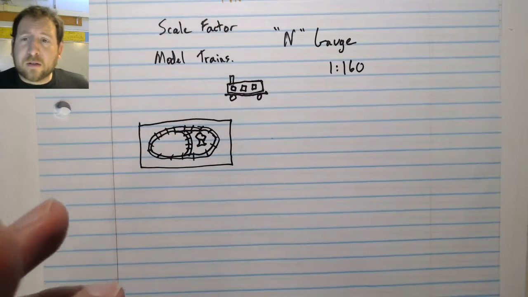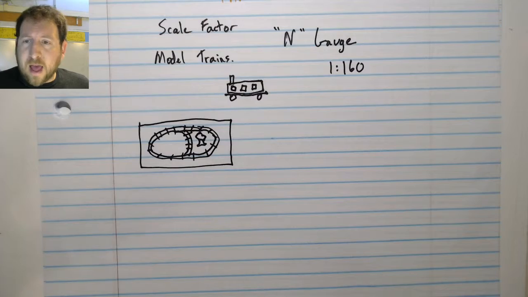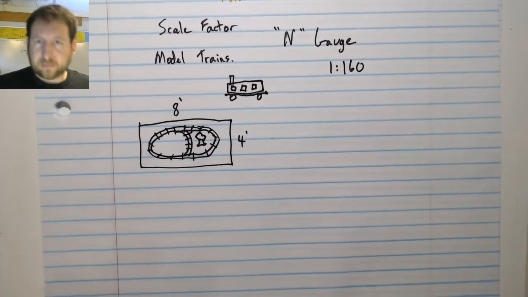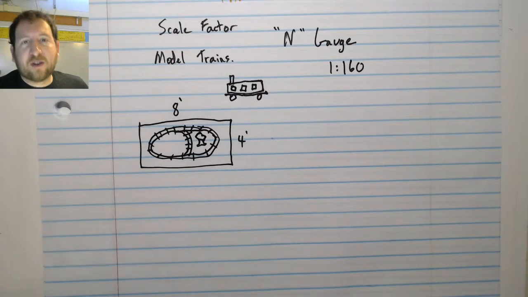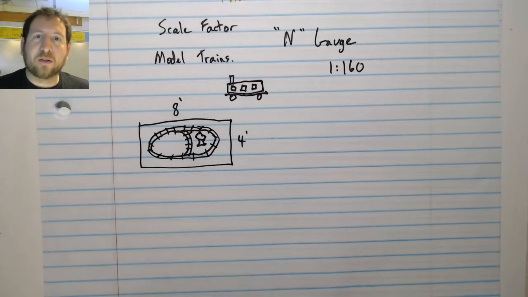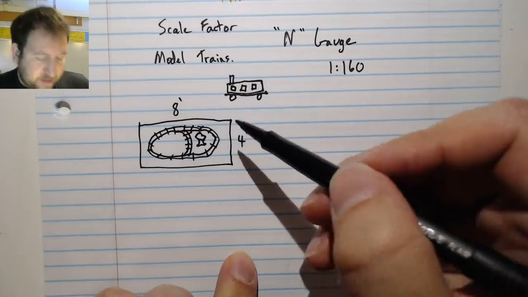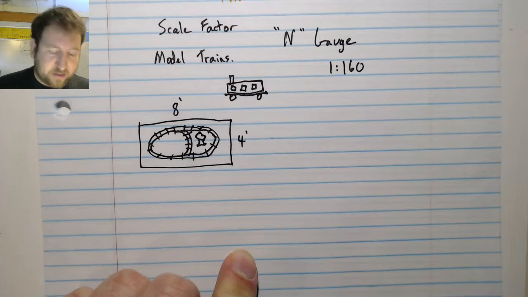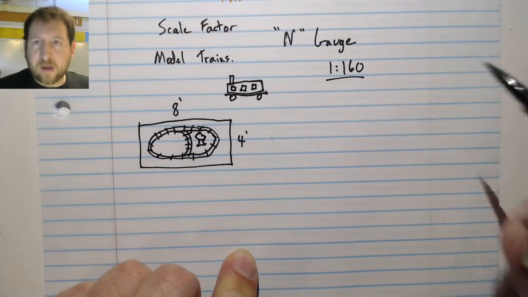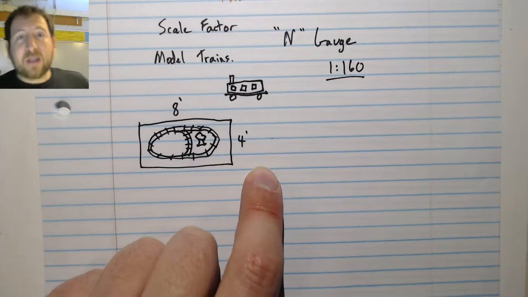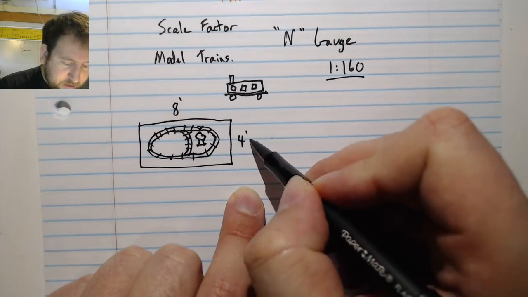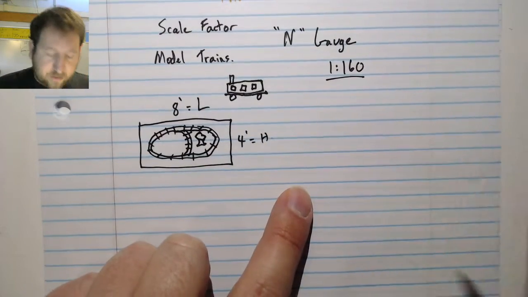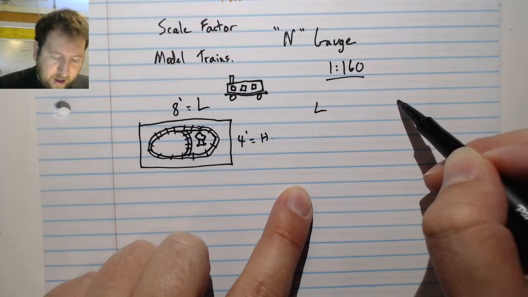And the question is, if I have my model and it is 4 feet by 8 feet, what size of land does this actually represent if it's all built to the N-gauge? When they do this, they build the rails, the trees, the tunnels, all the houses. Everything is to this 1 to 160th. We're going to call this our height. I'm going to call this my length. And I need to solve one for each.